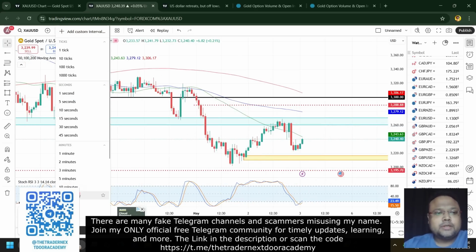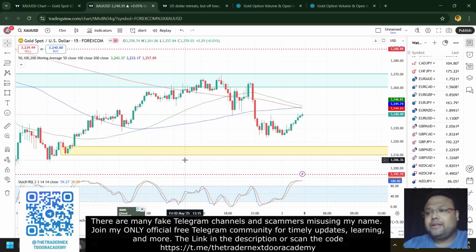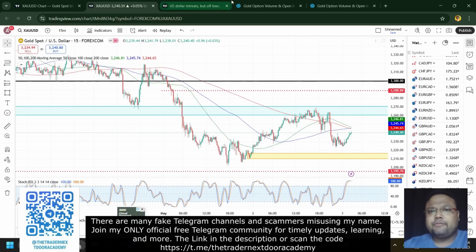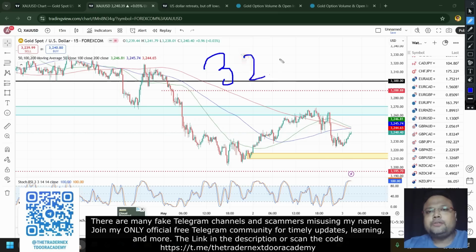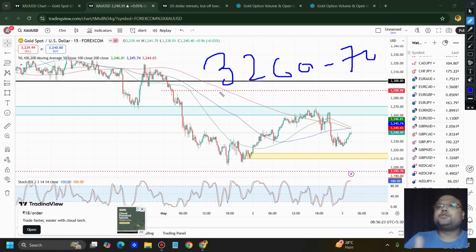To understand the chart better, let me take you to a 15 minutes time frame. So this is the 15 minutes time frame, and you can see that the resistance of 3260-70 is still very much there in the market. 3260-70 was a super strong level, market bounced around this area 5 to 6 times. So we expected this level to work as resistance, and thankfully, this level is still working as a super strong resistance. Usually we don't see much volume on Monday.